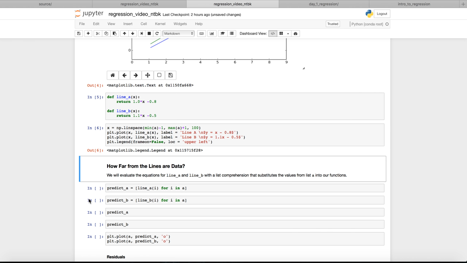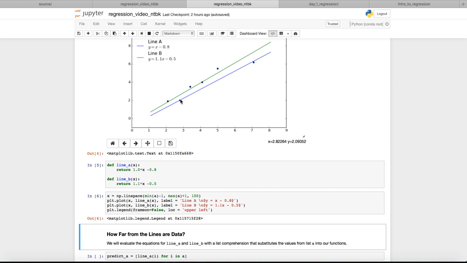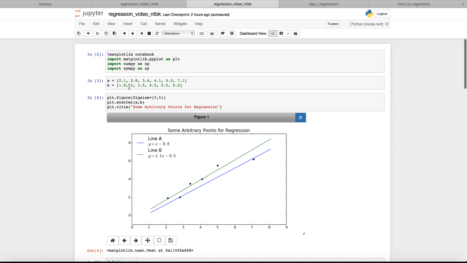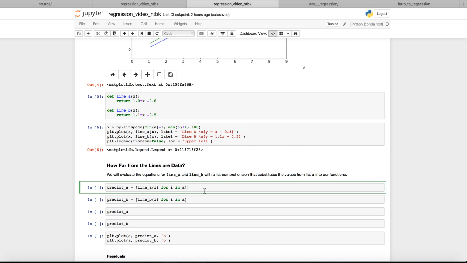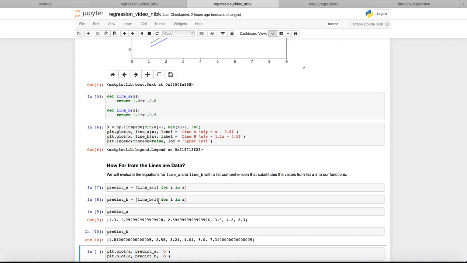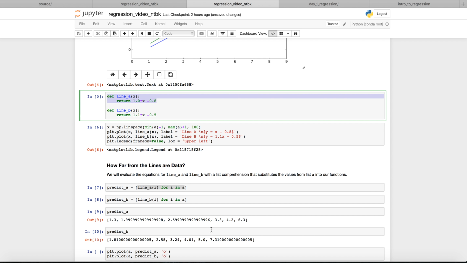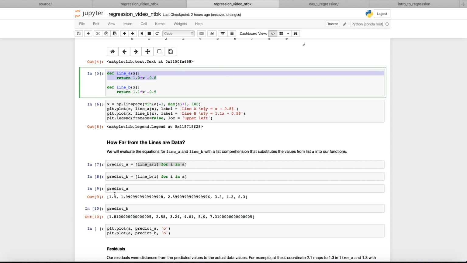To do so, I need to know what the value of these lines are at each of these points. When x is each of these values, 2.1, 2.8, 3.4, and so on, I need to know what these equations give me for y, and then I'm going to take the distance between those values and these points, and I want to minimize that distance. So here are my y values. Again, I'm just looping through each value in a and plugging it into this function that I created here. And I get these values.